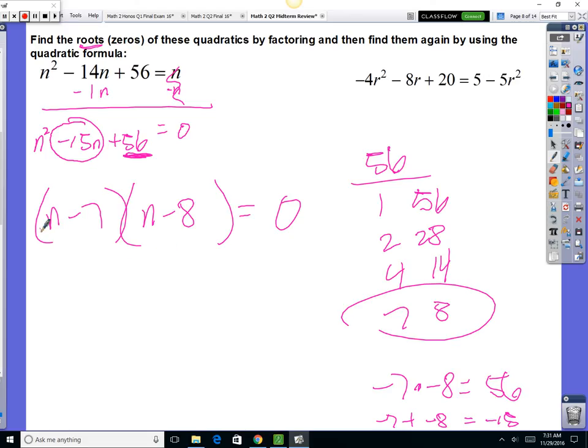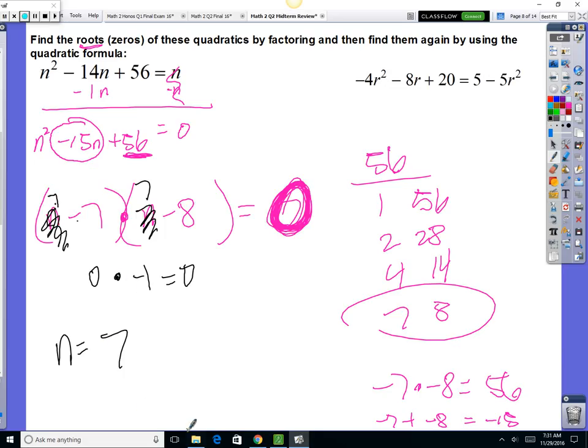So that means this: if you have this times this and your answer is 0, the only way you can get 0 for an answer is if you multiply by 0. So now you've got to figure out what you are going to put in place of n to create a 0. Right here, if I take n out and put in a 7, you've got to do both of them. 7 subtract 7 is 0, and 7 subtract 8 is a negative 1. And 0 times a negative 1 is 0.